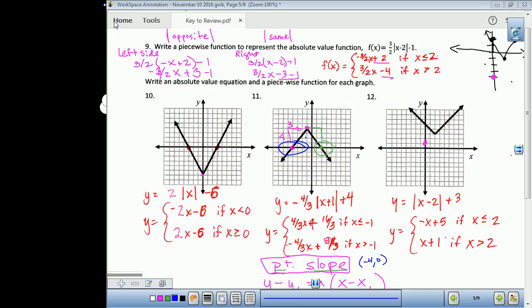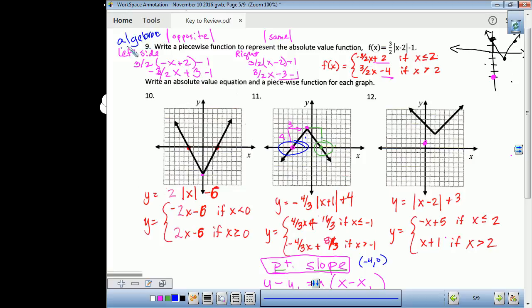Okay, so let's go back to this first. Write a piecewise function to represent this absolute value function. I have two methods here. One, sketch the graph and do it like you do 10, 11, 12. The other method is the algebraic method. I want everybody to pay attention to me for a second.